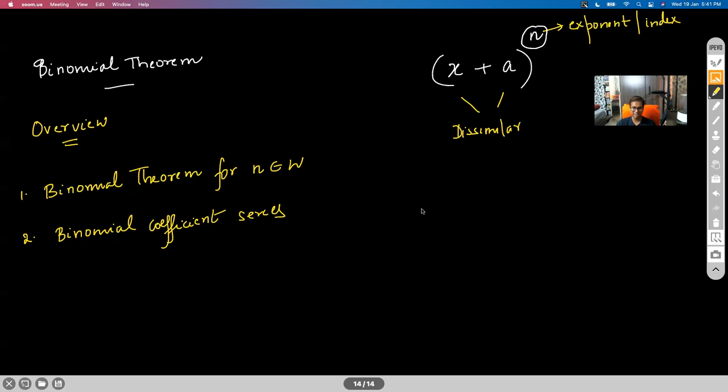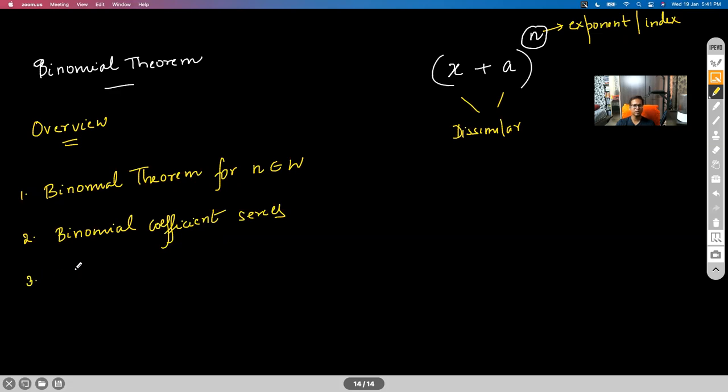This is very important and especially important from your JEE Main and JEE Advanced point of view, because many questions have been framed. I've also seen many questions coming in CET also based on this concept, binomial coefficient series.